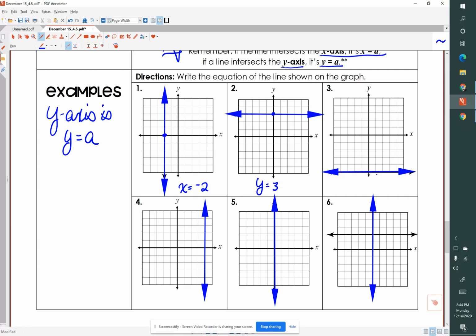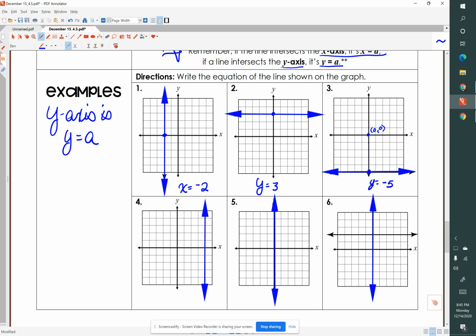Again, we've got a horizontal line. It crosses the y-axis right here. And we'll count down. Here's the origin. Here's our 0, 0. We count down 1, 2, 3, 4, 5 for y equals -5. So try these 3 on your own and then come back.